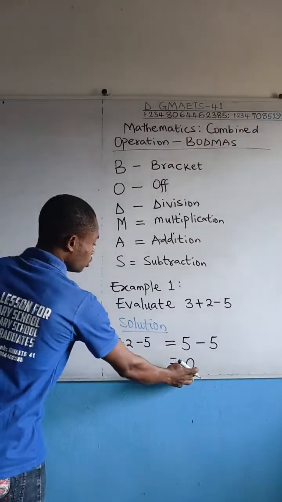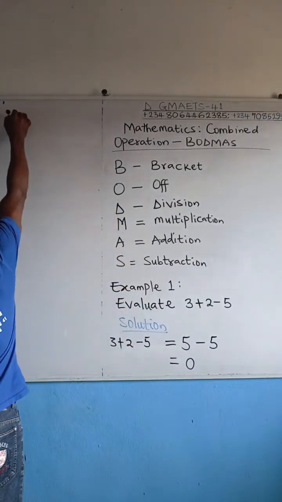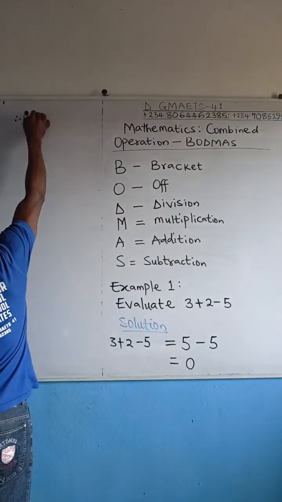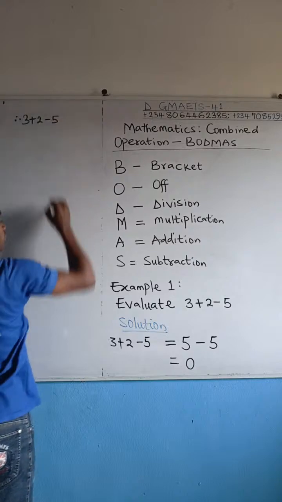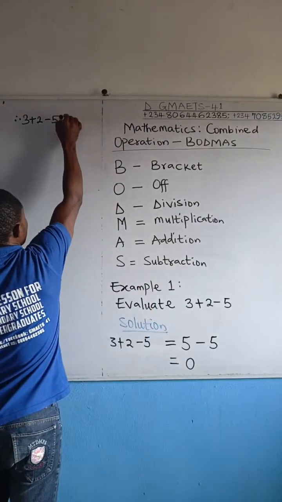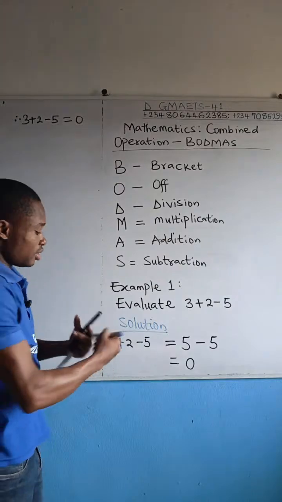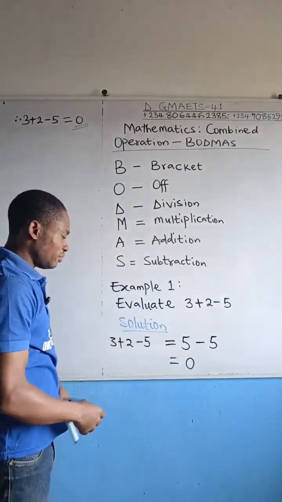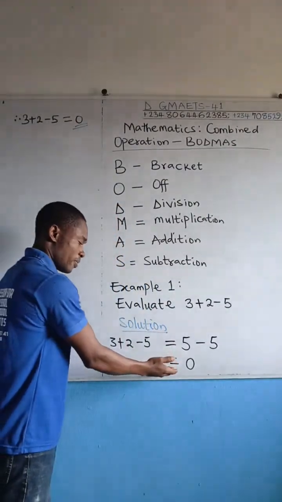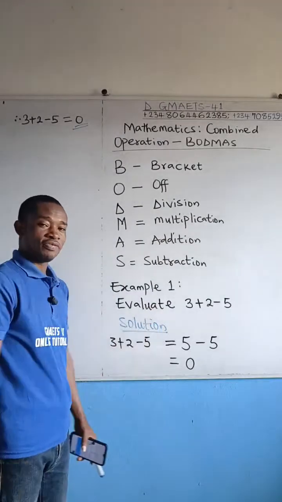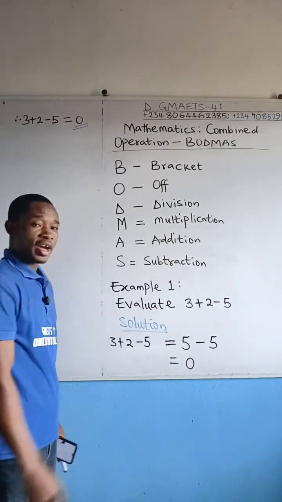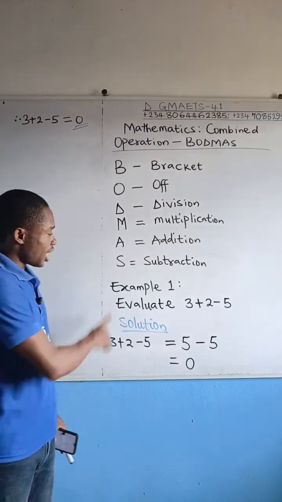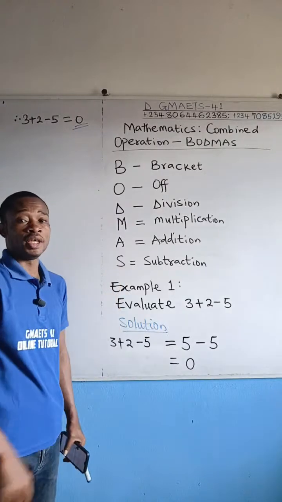We can now conclude, therefore, that the combined operation given to us, 3 plus 2 minus 5, has a final answer of 0. What we did here is simple and straightforward. Work on your addition first before you take subtraction. That is the rule, and that is why addition came before subtraction in BODMAS.